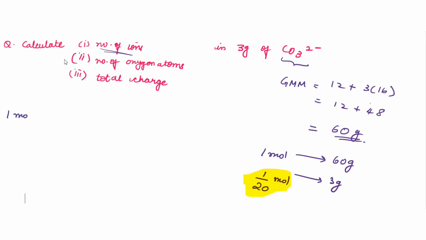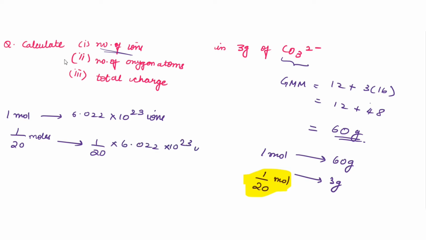So for the first subdivision we have to find the number of ions. We all know 1 mole has the Avogadro number, 6.022 into 10 power 23 ions. So how much does 1 by 20 moles contain? Simple, again by cross multiplication we get 1 by 20 into 6.022 into 10 power 23 ions. We get approximately 3 into 10 power 22 ions. So here we focus on the method. I'm approximating the answer, so this becomes our final answer.